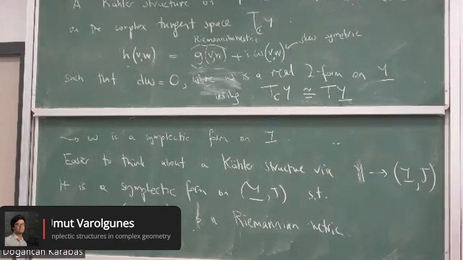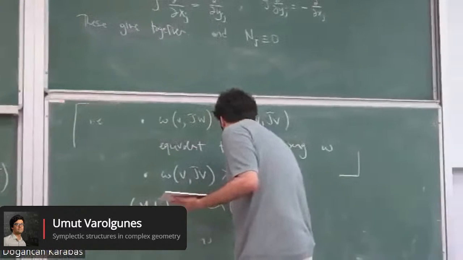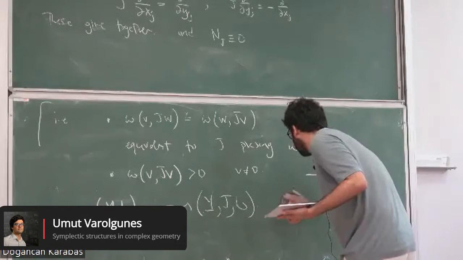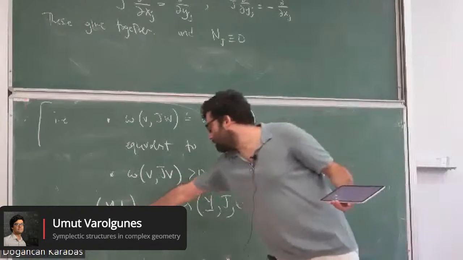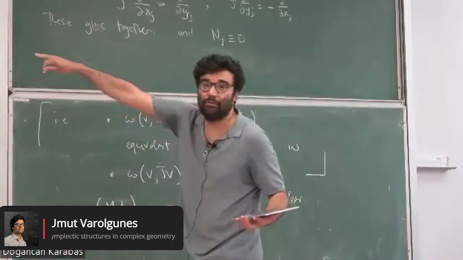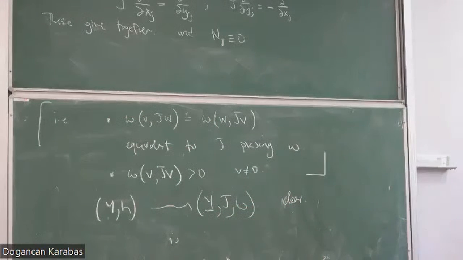And let me just say again, if you start with Y comma H, you get Y underline, and this passage is clear. Okay, we already explained how to go from Y to Y underline J, and H gives you omega by that formula. Okay.